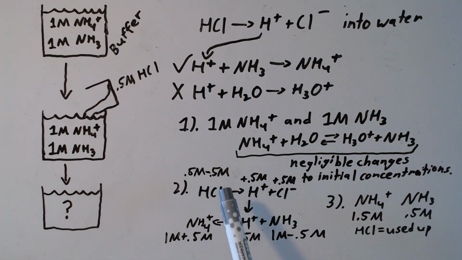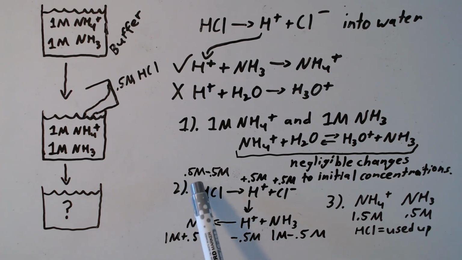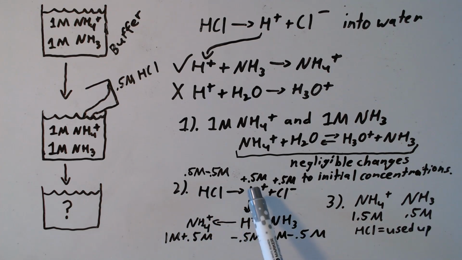Then, all of a sudden, we add HCl. And this HCl, this 0.5 molar of HCl, completely dissociates. So the 0.5 molar of HCl becomes 0 because there's no more HCl present in its original form. Instead, 0.5 molar of H plus is added to the solution, and 0.5 molar of Cl minus is released into the solution by the HCl.